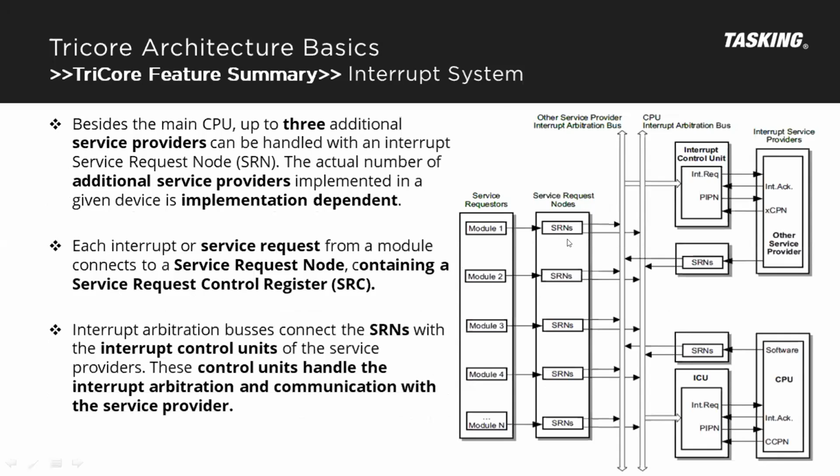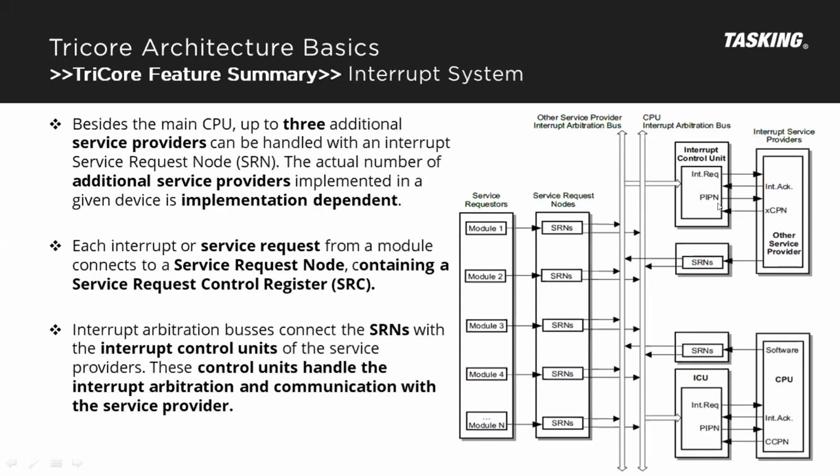So the SRN contains something called the service request control register, and it has the required logic to let the service requests communicate on the arbitration bus. And this is the arbitration bus here, the CPU arbitration bus. And again, if you want to use a second CPU, a PCP coprocessor, or a DMA unit to serve the interrupts, we will definitely have another arbitration bus in this case.